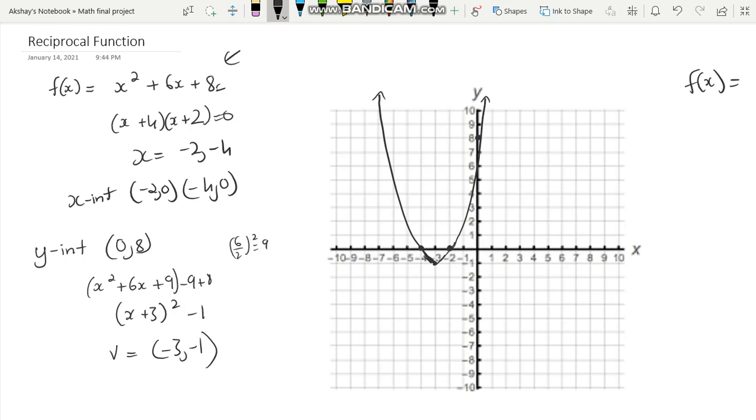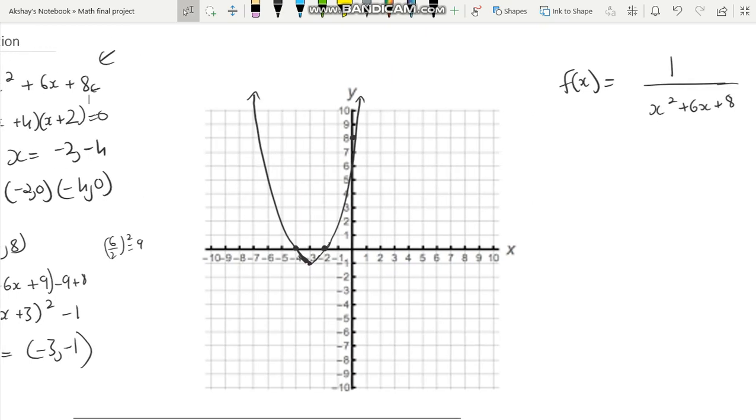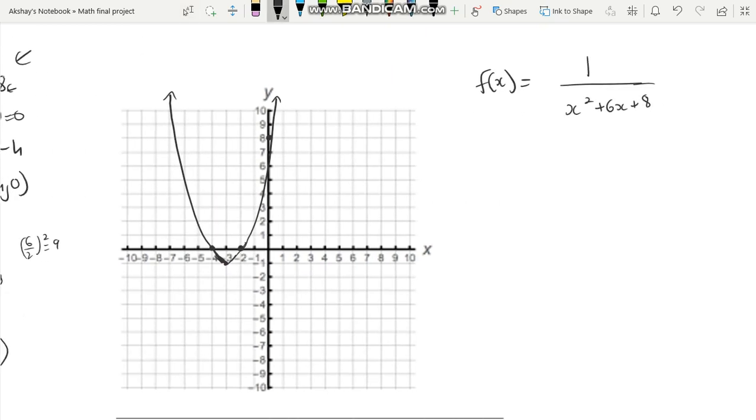My y-intercept is my last term, my constant 8, so 0 and 8. I completed the square to find that my vertex is negative 3 and 1. So all that is done. Now, when I have my reciprocal function here, f of x is equal to 1 over x squared plus 6x plus 8, there's a few things that differ.